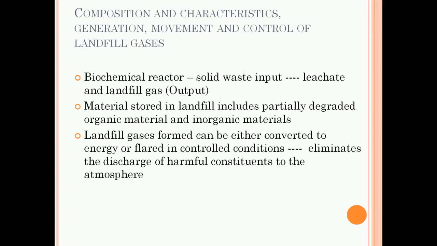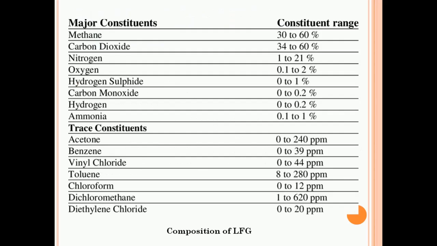So this is just to show you the composition of landfill gas. It is basically methane. Maximum of it, you can see the range of it, 30 to 60% is methane, 34 to 60% is carbon dioxide, and then a little percentage of various other gases and trace constituents in ppm. So there are certain constituents in ppm, a small quantity of it, but when compared to it, methane is at higher concentration. That is why it is called landfill gas, basically methane, which can be converted into electricity.